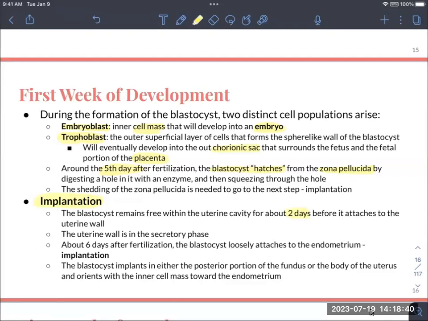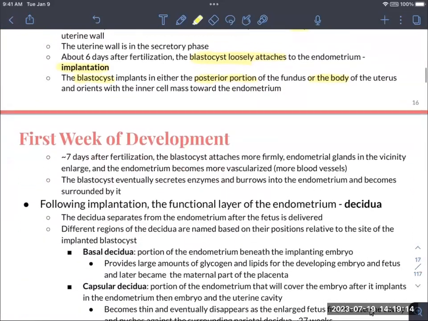So 6 days after fertilization, this is when this blastocyst first starts to loosely attach to that endometrium. This is known as implantation. So that blastocyst is either going to attach to the posterior portion of the fundus at the top or the body of that uterus. And it's going to take that cell mass and face that cell mass towards the endometrium.